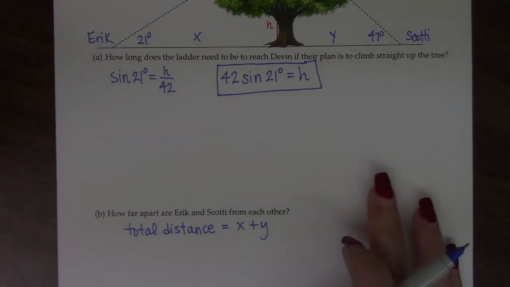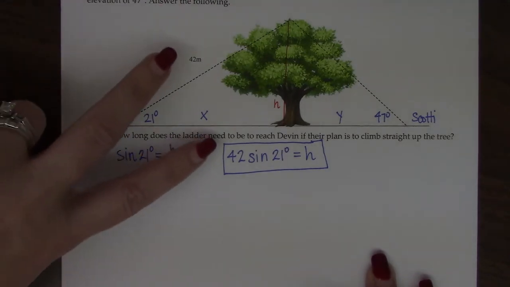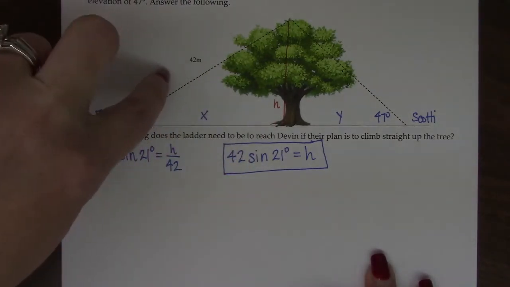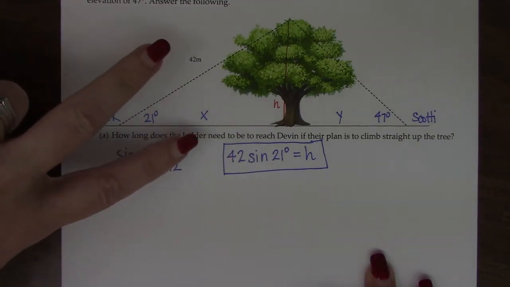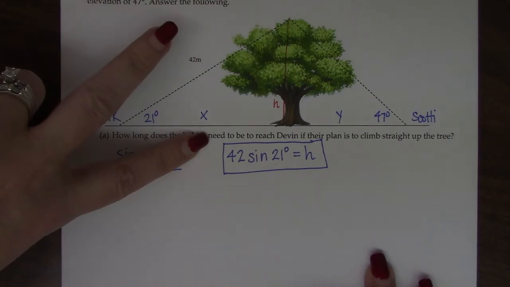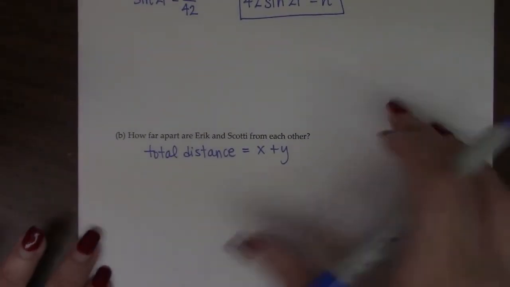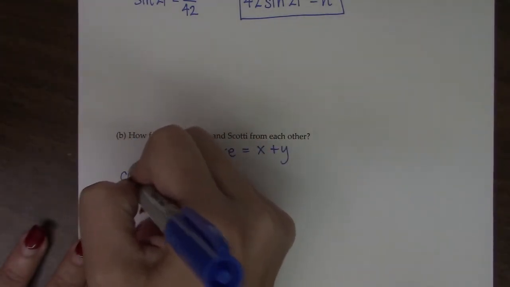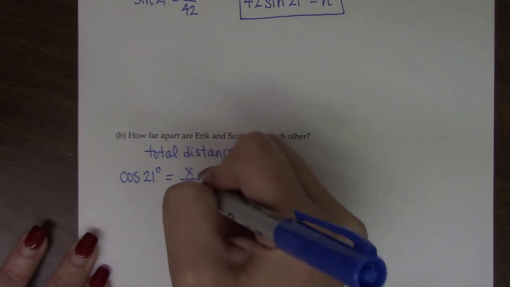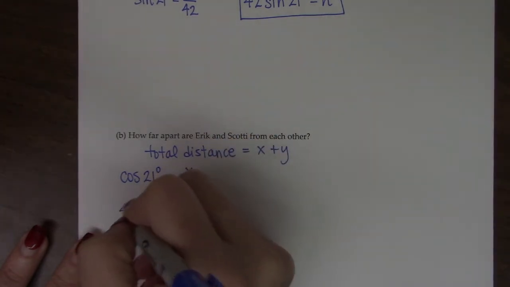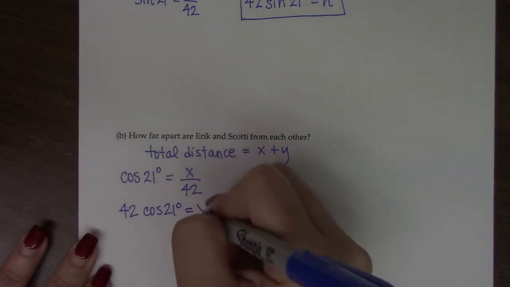So in the first triangle on the left, well, it's easier for me to work with 42 than it is for me to work with this expression for h. So I'm going to say, well, I know the angle, I know I'm looking for the adjacent side, and I know the hypotenuse. So I'm going to use cosine. So cosine of 21 degrees is the adjacent side over the hypotenuse. So 42 cosine 21 degrees is x.